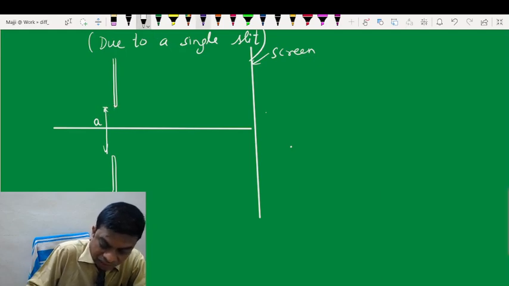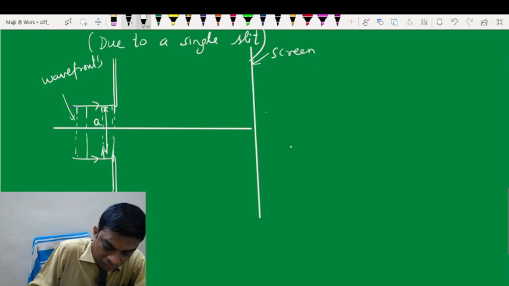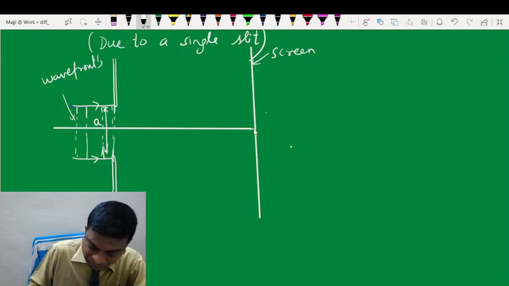And as I told you, in case of Fraunhofer's diffraction, the source is at infinity. So definitely the light waves will be parallel to each other. Okay. And the wavefront must be parallel to the plane of the slit. So I am showing the wavefronts by dotted lines, you can see. Okay. These are the wavefronts. So now here we will be observing the diffraction pattern on the screen.